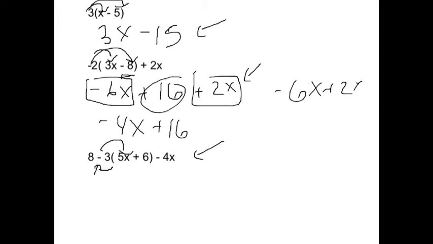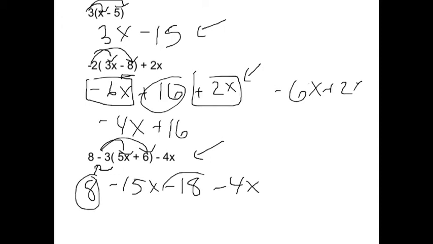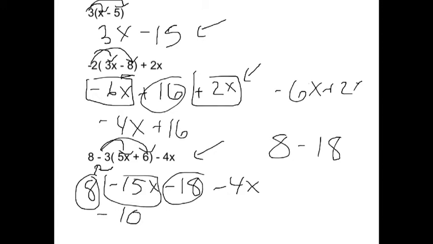Negative 3 times 5x is negative 15x. Negative 3 times positive 6 is negative 18. And then everything else comes down. So it's 8 minus 15x minus 18 minus 4x. You now have a combining like terms problem. 8 minus 18 would give us negative 10. Negative 15x minus 4x would give us negative 19x.